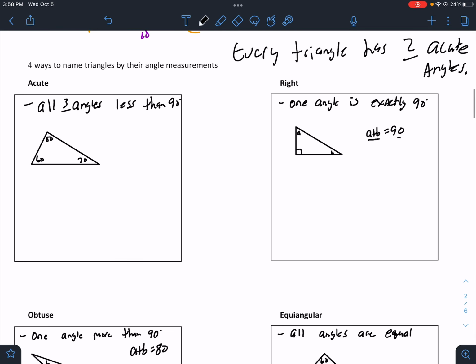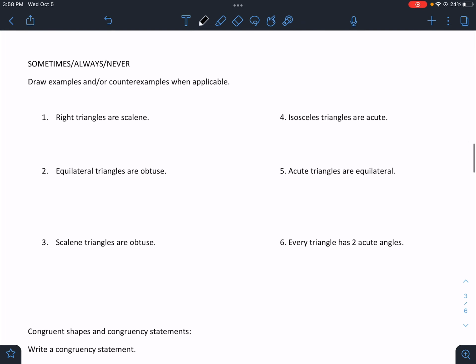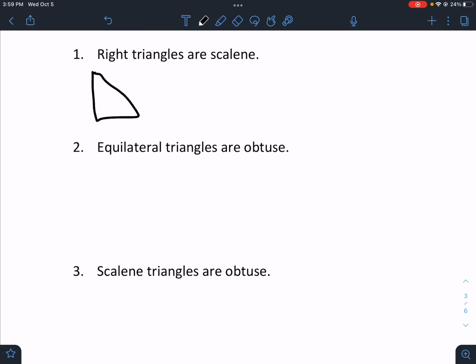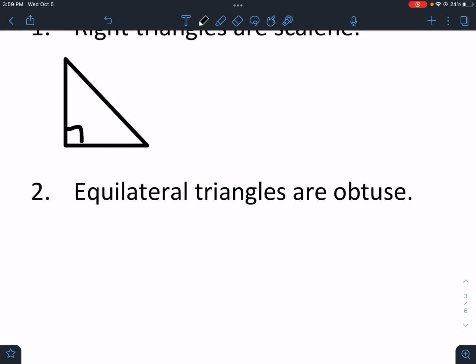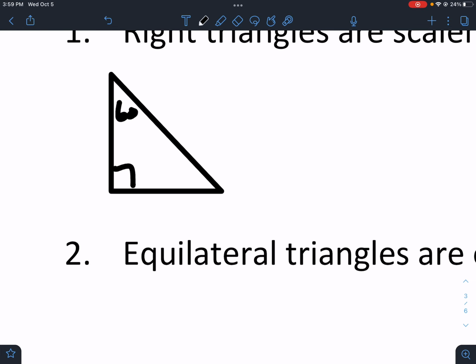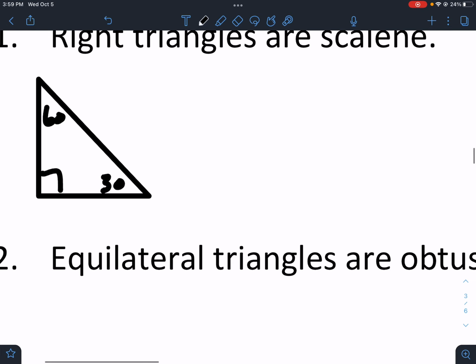All right, I feel like you guys understand these words, so I'm going to move on. Sometimes, always, never. Right triangles are scalene. So I'm going to draw a right triangle. Can I make it scalene? So that's the first thing, is can it be scalene? And the answer is yes. What would be an example of it being scalene? It could be 60 and 30. There's a right scalene triangle.